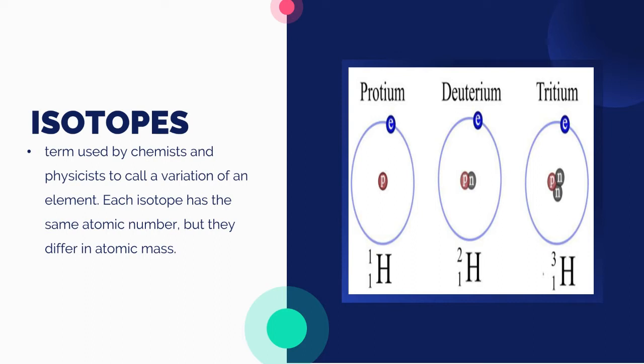Halimbawa po, you have here the isotopes of hydrogen. For the first isotope, we call it protium because it contains one proton and one electron. Now, as you add the number of neutrons, dun po nagbabago yung tinatawag nyong atomic mass. When you add a neutron, it will become deuterium. Now, if you add another neutron, it will become tritium.